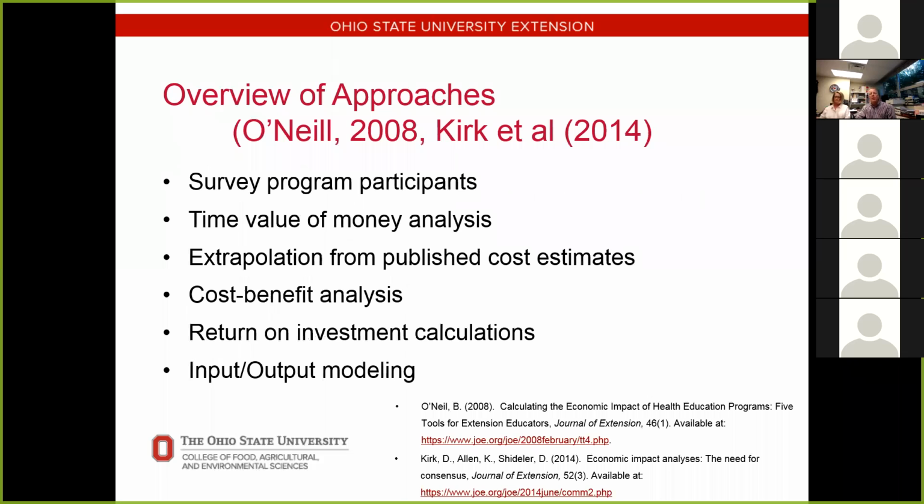One of the things I did right away was take a look at JOE, the Journal of Extension. In 2008, O'Neill described five tools. I think I saw Dave Scheidler on this call; Dave was part of a team, with Kirk and another collaborator I can't remember, who really spent time in the commentary section of JOE talking about input-output modeling and the use of IMPLAN. So we'll definitely talk more, and I'm glad you're here. What I want to do is jump right into these tools.